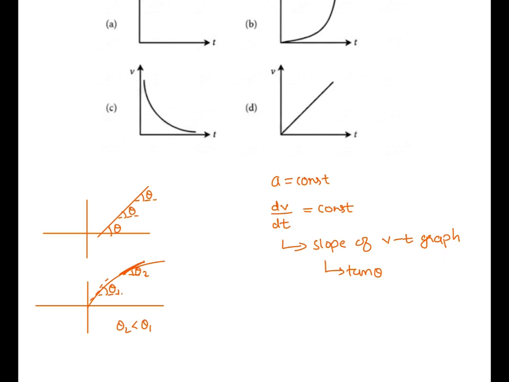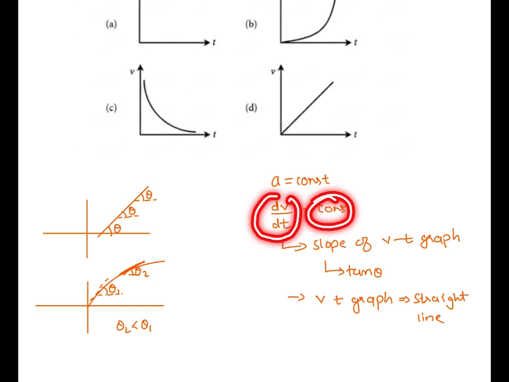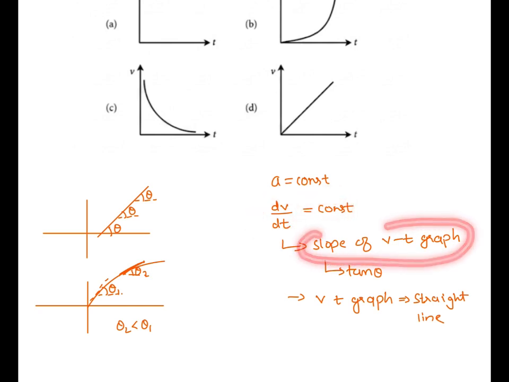So we can make a rule that when the slope is constant, dv by dt is what? Slope. So dv by dt is the slope, which is constant. It implies that the vt graph should be a straight line. So this is the basic concept. If dv by dt is constant, that means the slope of the vt graph is constant. It implies that the velocity time graph should be a straight line.